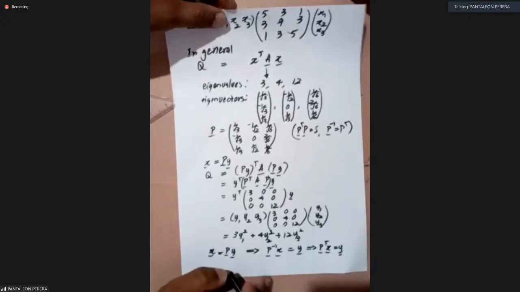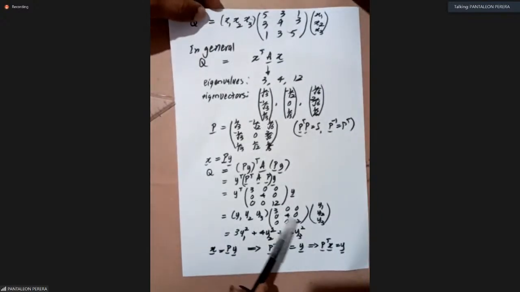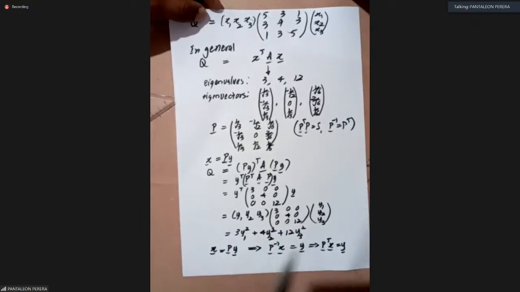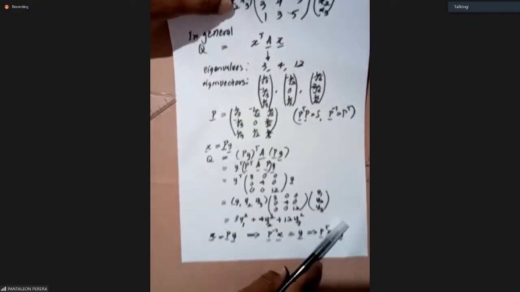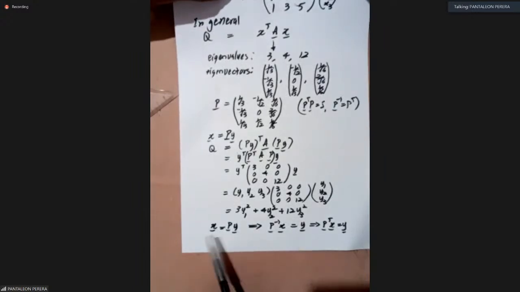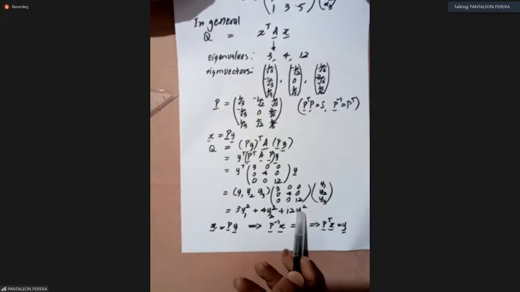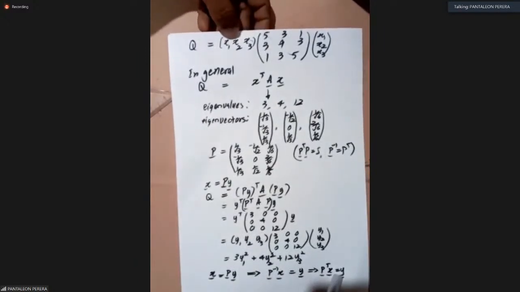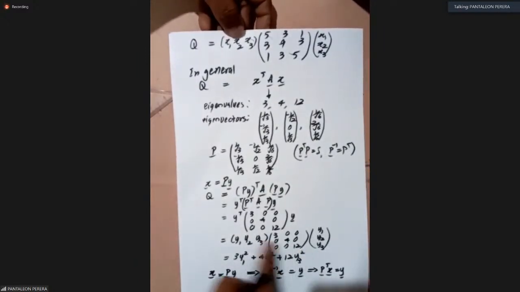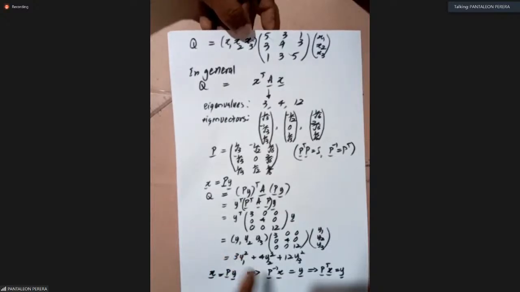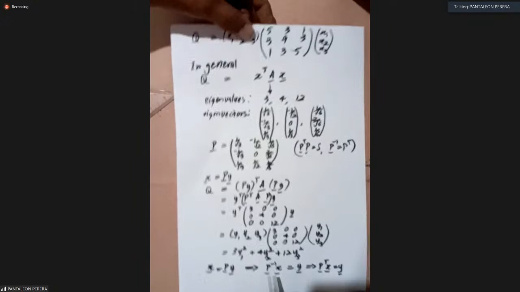Now, our purpose is to make a diagonal matrix with the eigenvalues. Now we'll go in the reverse direction. If you want to see the quadratic form in terms of x1, x2, and x3, you need to go back.